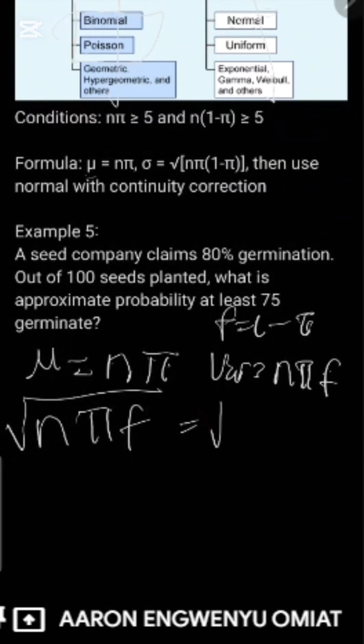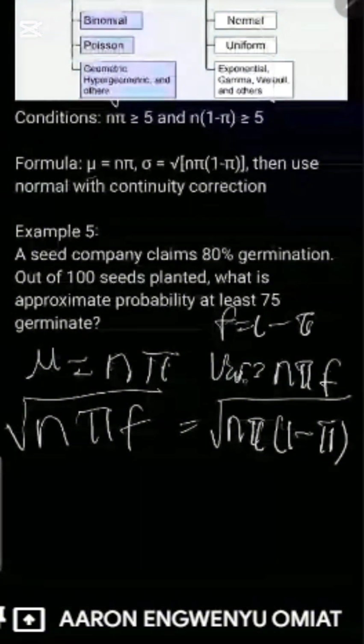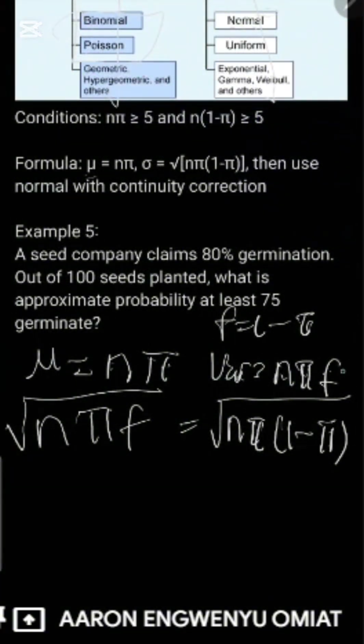So our SD will be the square root of the number of trials times probability of success times probability of failure, which is 1 minus the probability of success. Our mean is the number of trials times probability of success. Our variance is the number of trials times probability of success times probability of failure. Our SD is simply the square root of variance.